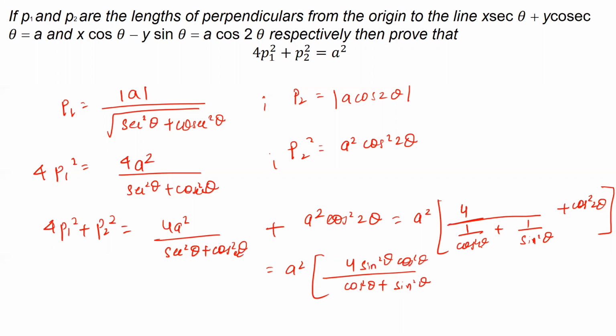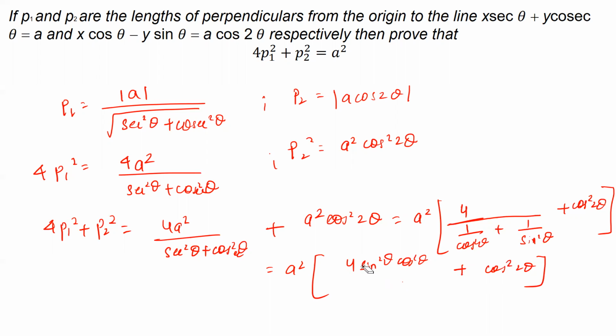If you take the LCM in here, then you'll be having cos squared theta sine squared theta, which will actually go up, and in the numerator you'll be having sine squared theta plus cos squared theta. And then cos squared 2 theta is left out. So cos squared theta plus sine squared theta is actually 1, so I can remove this entire part. Finally we are left with 4 sine squared theta cos squared theta.